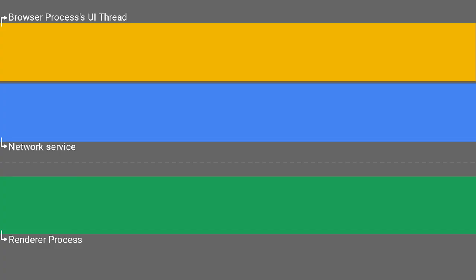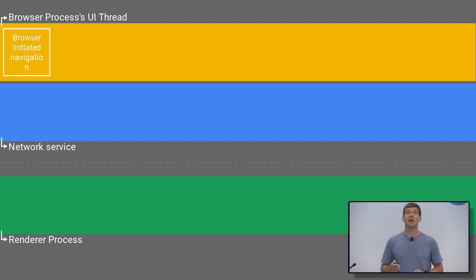OK, so now I'm going to show you a timeline of roughly what happens in this navigation. It starts in the browser process, on the UI thread. This is where we render UI, but this also happens to be where the bulk of the navigation code lives. This is where web contents and render frame hosts and all of these objects actually live.